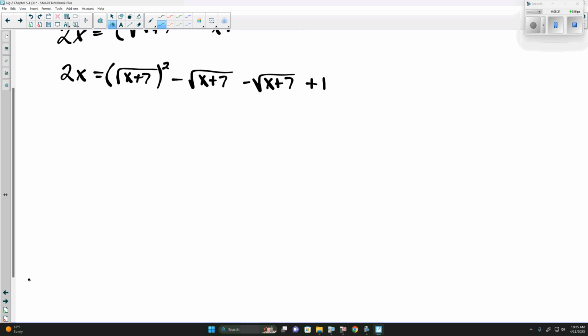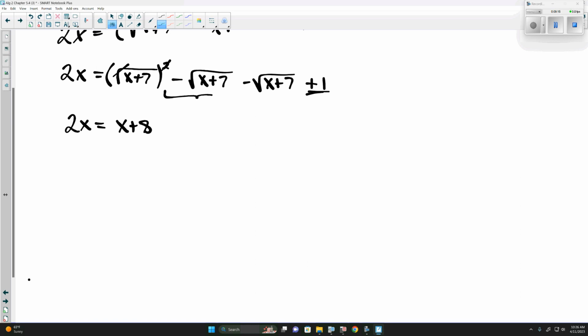Questions on any of this so far? 2x. Now we already said the square root and square for this here are going to cancel out, leaving us with x plus 7. Well, we also have a 1 over here, yes? Well, 1 and 7 make 8. So we can combine those two like terms.